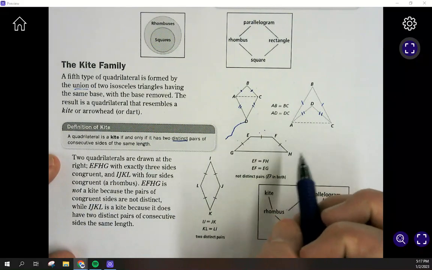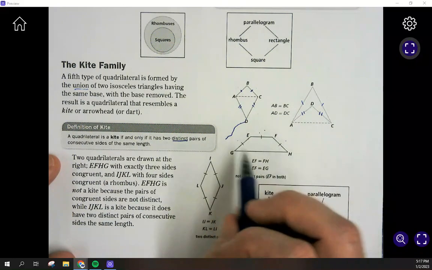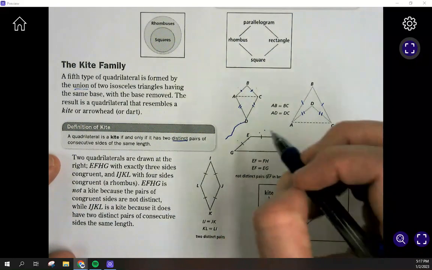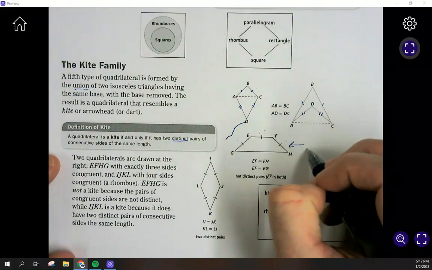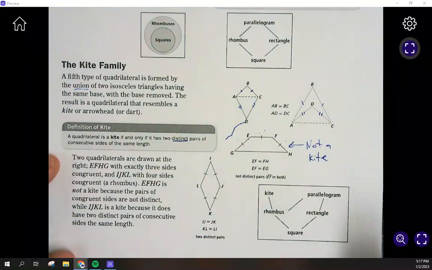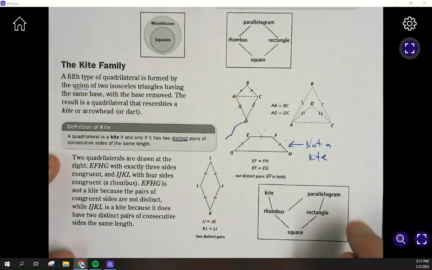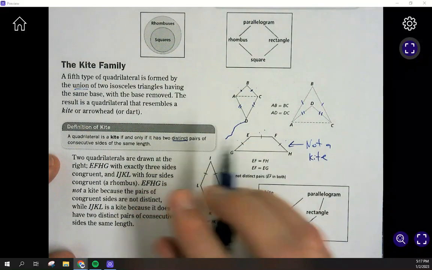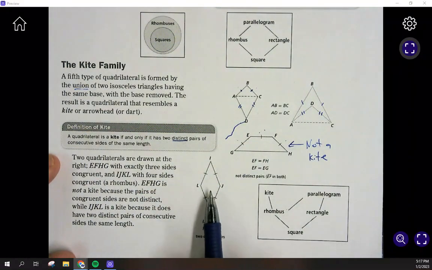We only know that, though, if there are certain parallel sides. And we'll talk about that in a second. So this is not a kite. Let's make sure we understand that. If you look back at this, that is not a kite because it does not have two distinct pairs of consecutive sides. And look at this shape right here.